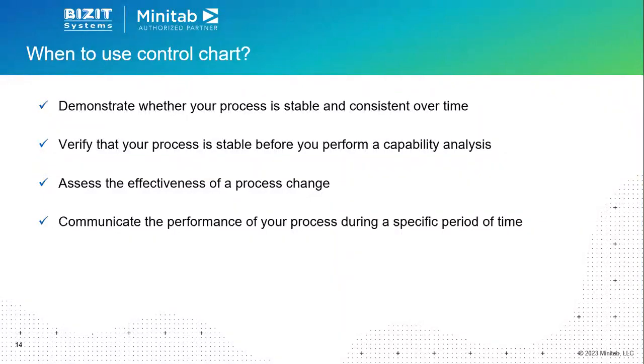So maybe you want to verify your process is stable before you perform a capability analysis, before you perform your Cp, Cpk. And then maybe you want to assess the effectiveness of a process change. Maybe you identify the special cause variation, you improve on that, and then you measure your stability again, okay? And then you can see the before and after. And then maybe you want to communicate the performance of your process during a specific period of time.